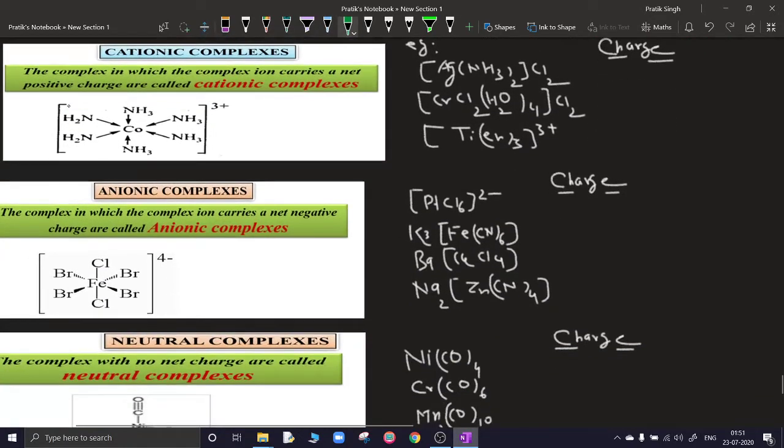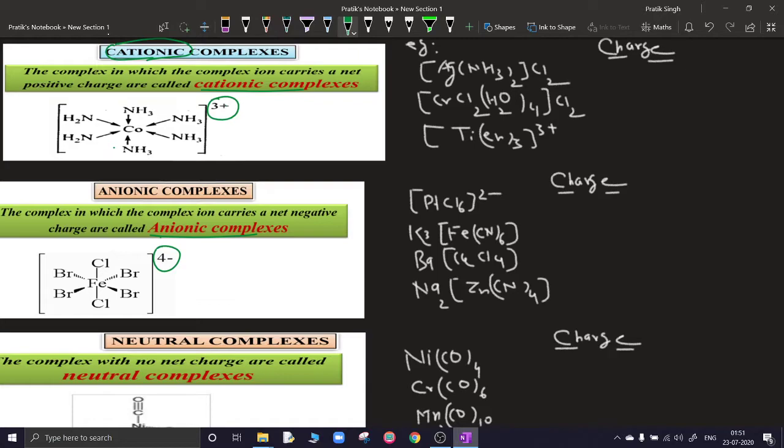On the basis of the charges, students, when you say cationic, cationic means the complex should have a positive charge. So how is the charge of the complex identified? It is always written outside the bracket. Outside the bracket, if it is positive, it is referred to as a cationic complex. If it is negative, it is referred to as an anionic complex. And if there is no charge, then that is referred to as a neutral complex.